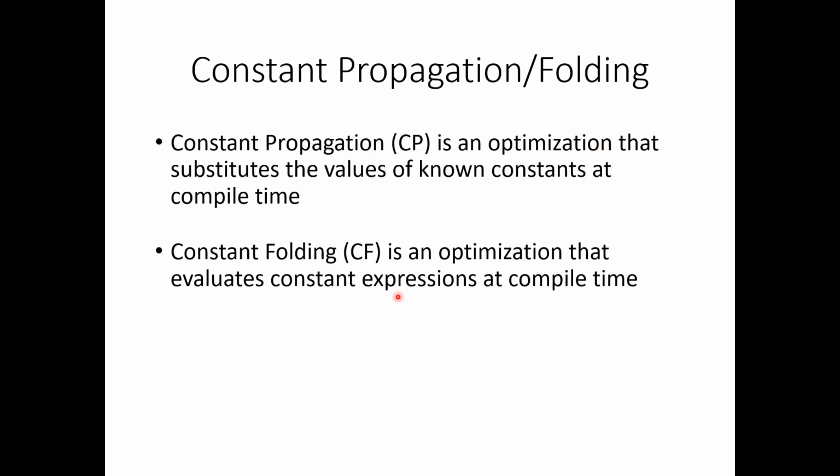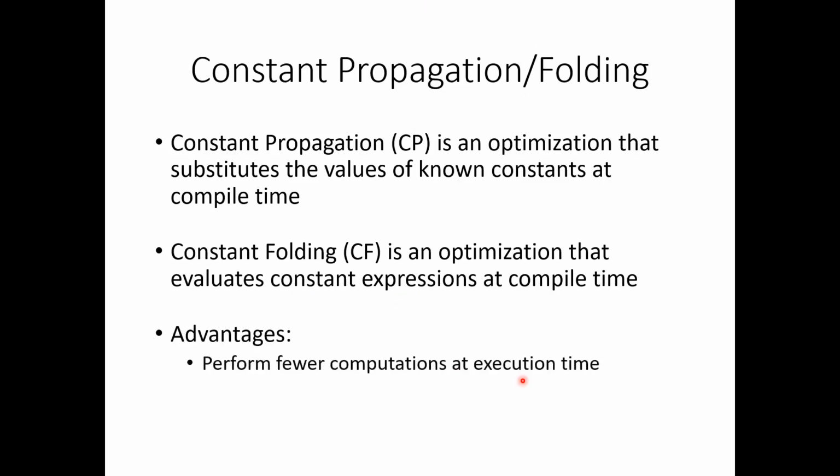Okay, is that clear? What are the advantages of constant propagation and constant folding? I save time, right? If something is constant and I can calculate it at compile time, I don't have to calculate it at runtime. So I perform fewer computations at execution time. What's another advantage of propagating constants? You make the code smaller, yes. Fewer instructions, you make the code smaller.